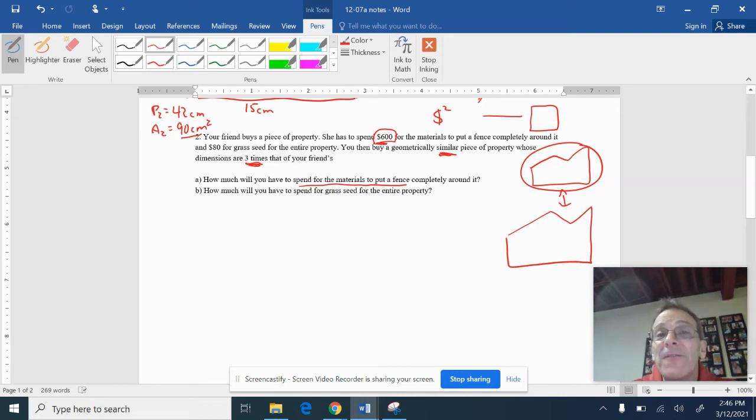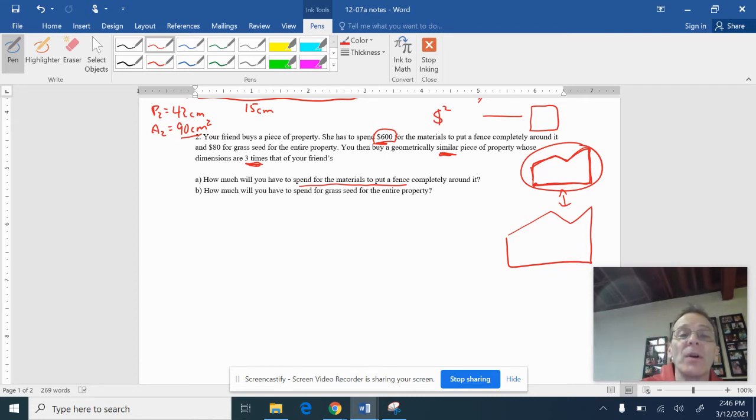It's being spent on a fence which goes around the property. Here's the fence. It goes from here to there, to there, to there, to there, to there, to there. You're buying for the length of fence. That $600 cost depends on how much length of fence you need to buy, right? So that $600 is in a way a measurement of length.